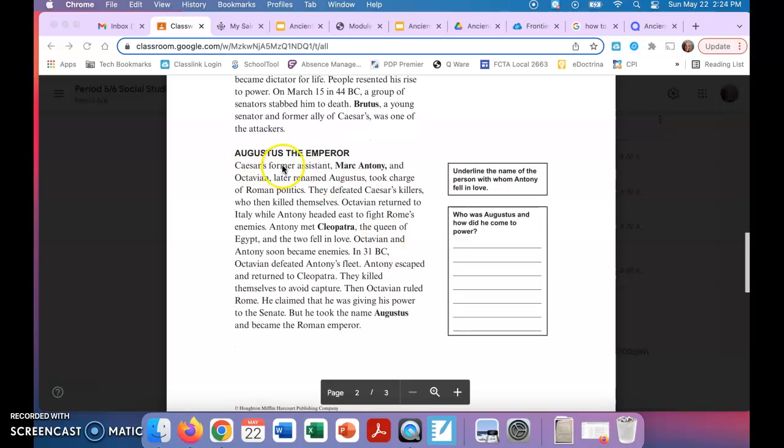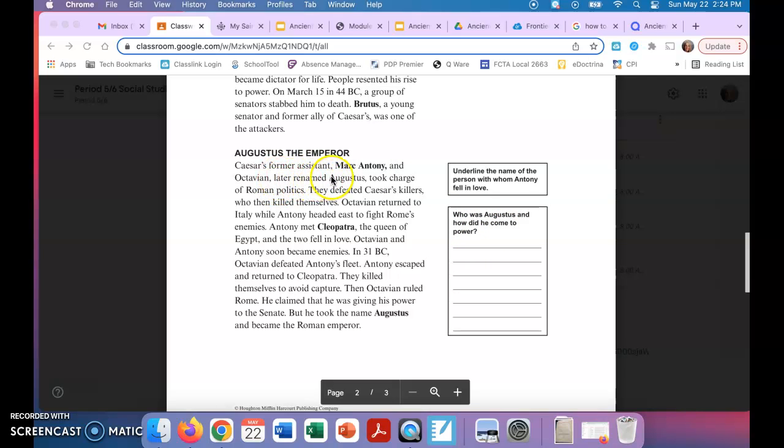The next section, Augustus the Emperor. You have two tasks for this section. The first one is to underline the name of the person with whom Antony fell in love. And then the other one is, who was Augustus and how did he come to power?